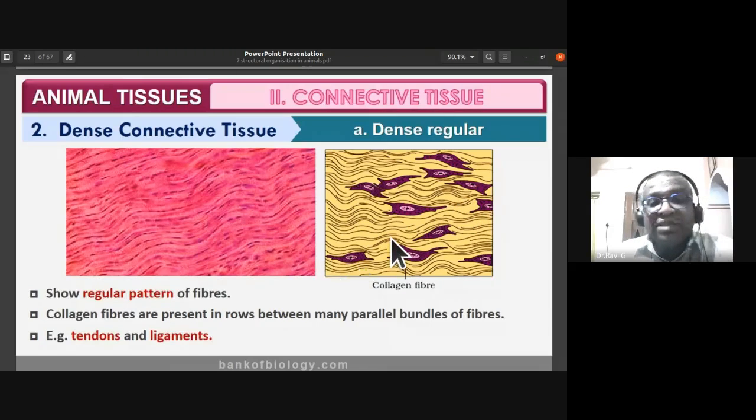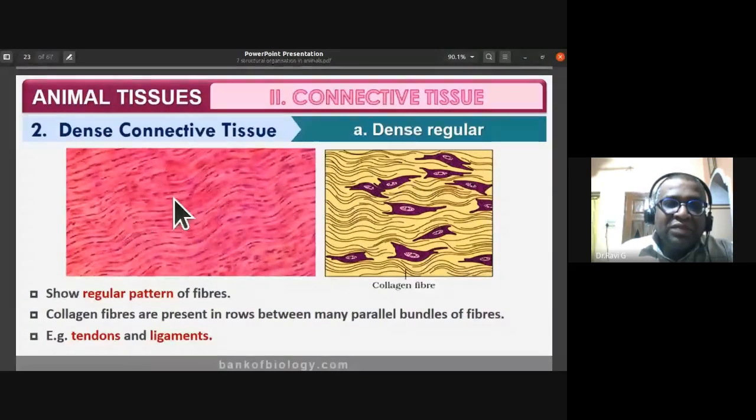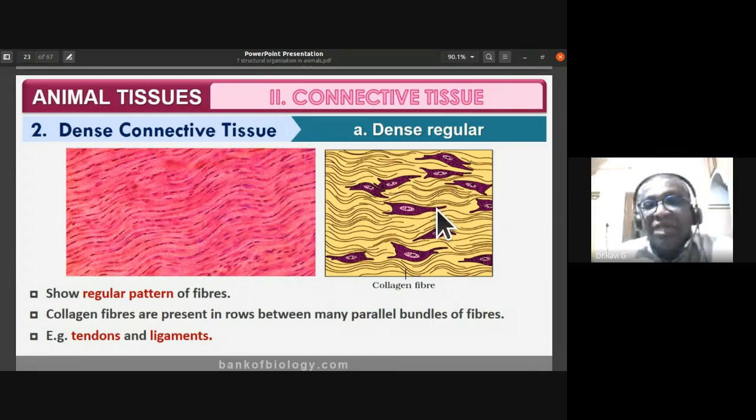Okay, the collagen fibers are present in rows between many parallel bundles of fibers. You can see them all present in rows. You can notice that there are many parallel bundles of fibers. This is the dense connective tissue where the collagen fibers are present in rows between many parallel bundles of fibers. Examples of dense regular tissue are tendons and ligaments. I told you the tendons are BTM, you should remember.